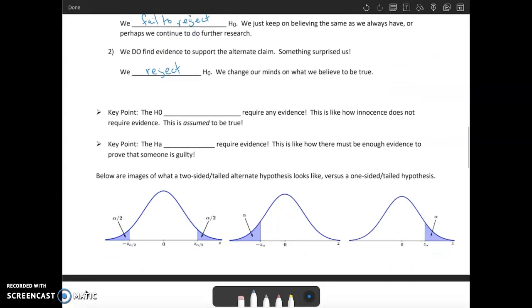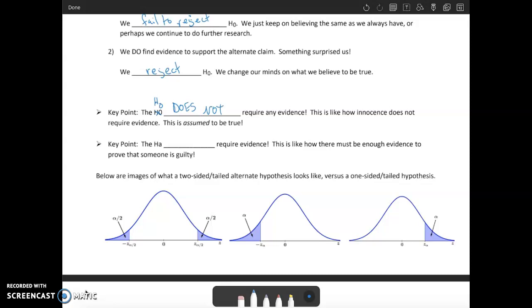So here's some more key points. My notation, I messed up my notation here. This should be a subscript. My H naught does not, this is very important, does not require any evidence. This is like how innocence does not require evidence. This is assumed to be true.